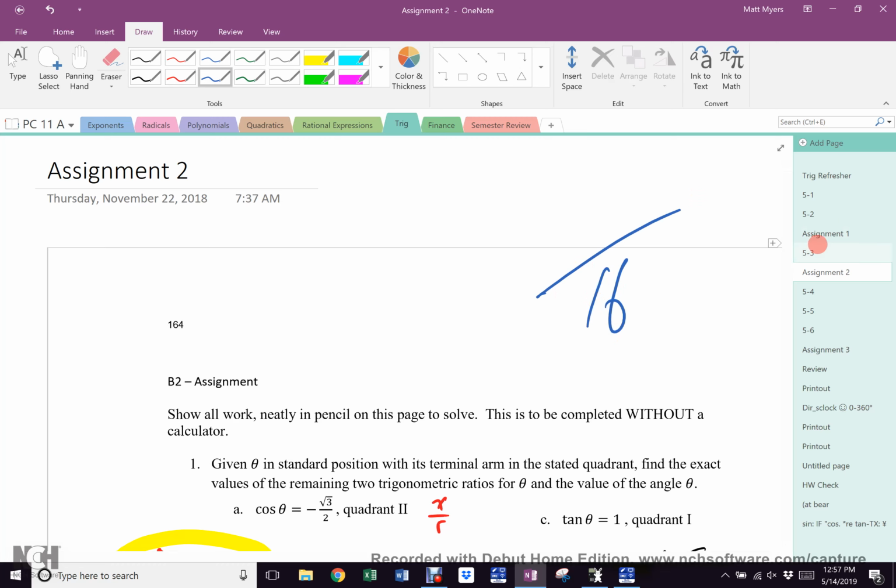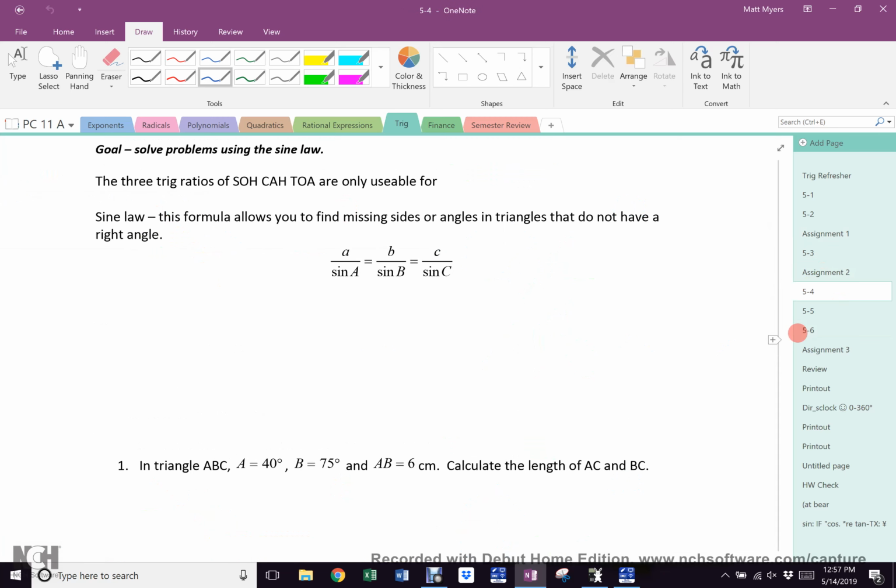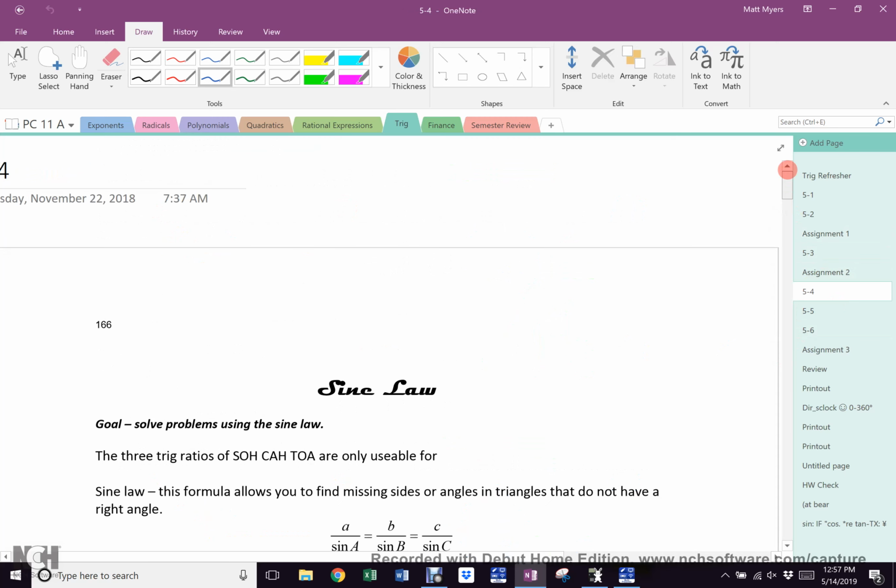The other one was assignment 1, and it was out of 18. Oh, I need to give you my review. Do you have any homework tonight? No. Tomorrow we start with sine law.